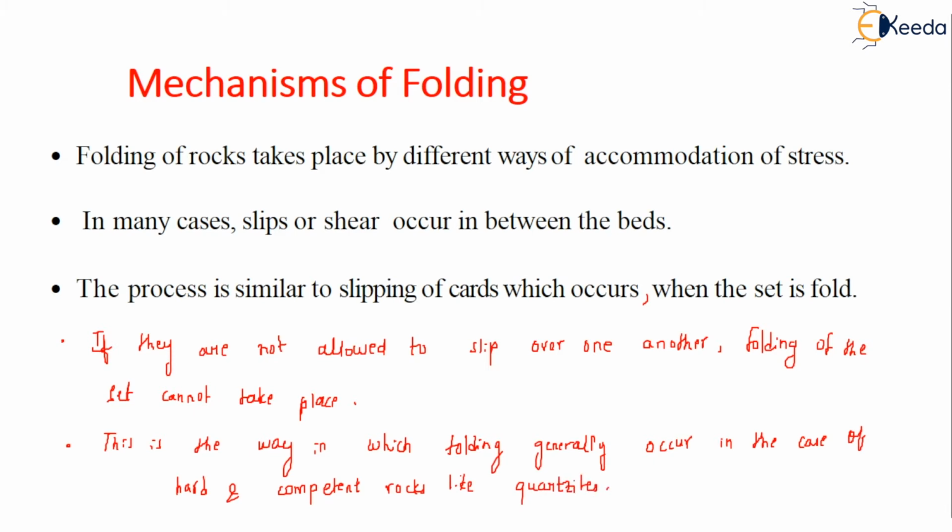There is also another kind of folding where the folds are characterized by thinning of the limbs and sometimes the thickening of the crests and troughs also takes place. This is a very common type in incompetent rocks. Example, shales. What are incompetent rocks? They are weak rocks.